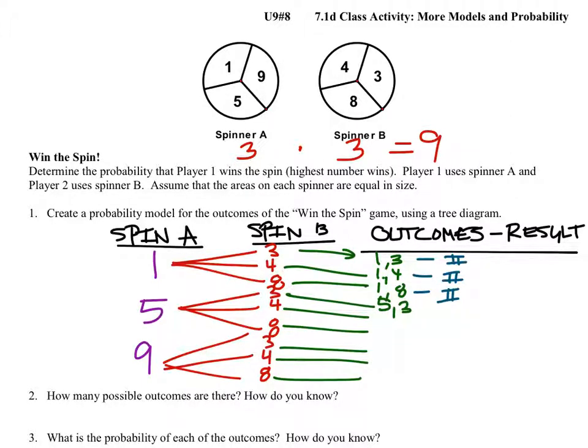Who wins in a 5 and a 3? The 5 does, so person 1 would win right there. All right, let's list these other ones. So there we go. There's the outcomes, all of them. Now let's determine the results, though.